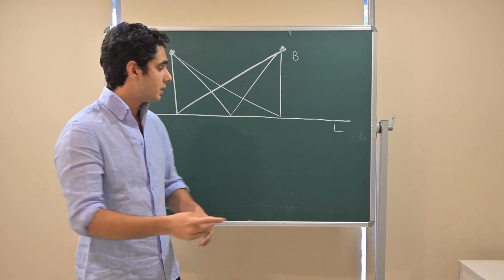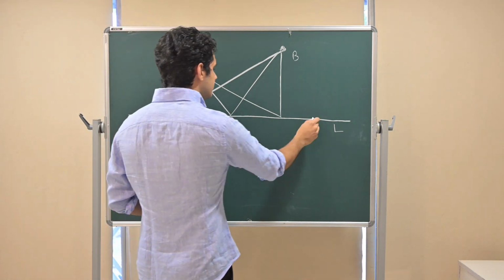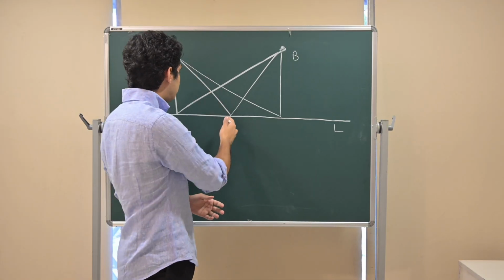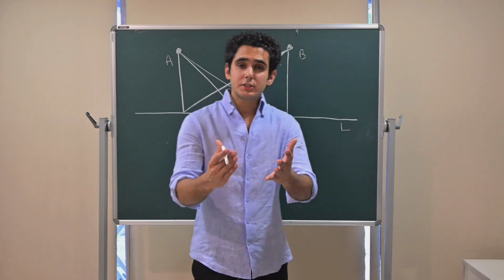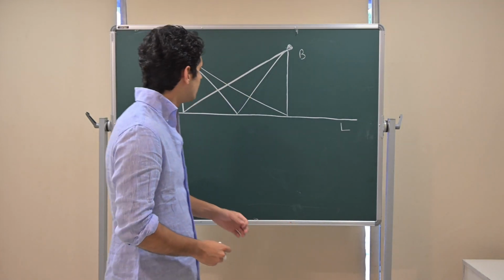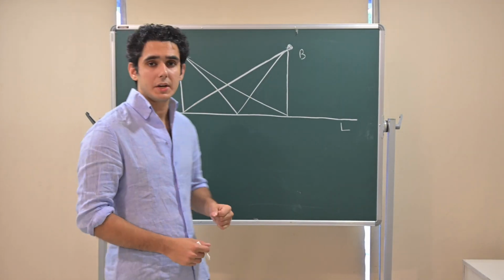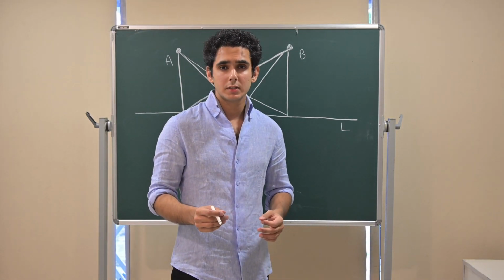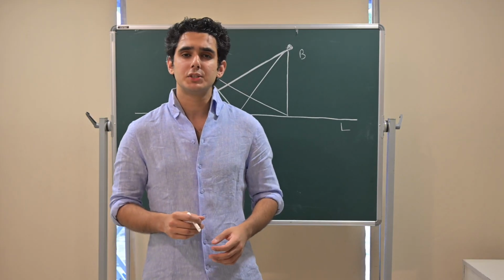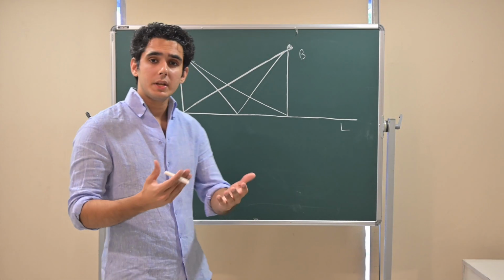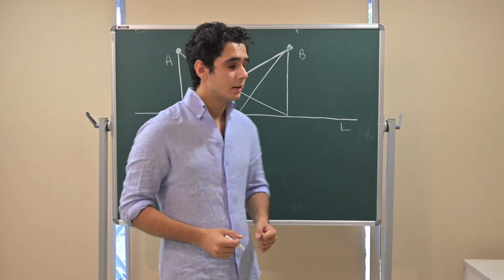Or in other words, which is the point on this line L that minimizes the length of the path from A to B? So let's just take a moment to appreciate what a delightful setting this is for us to exercise our creativity. Because there's no formula here that will save us. We will have to use our imagination. What's crazy here is that we don't even know where to begin.